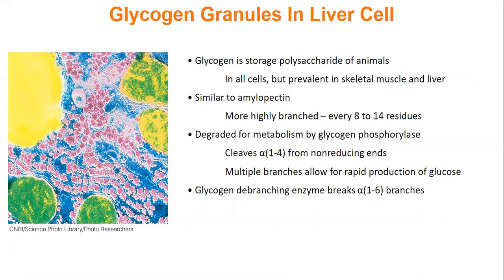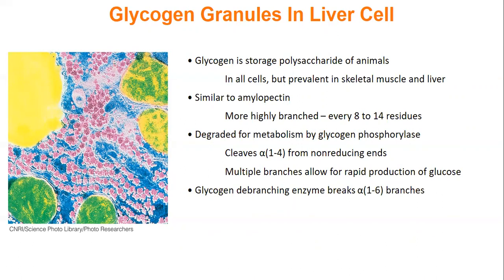And glycogen is very similar to amylopectin in that you have alpha 1,4 glucose connections. And you also have alpha 1,6 branch points. The big difference is, though, that glycogen is much more highly branched than amylopectin. So you have a branch point every 8 to 14 residues in glycogen. And again, the same idea we saw in starch.